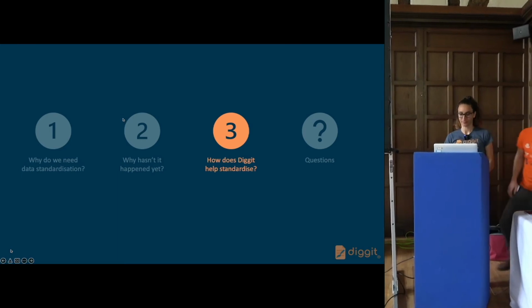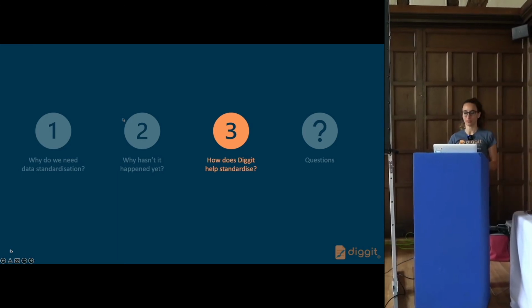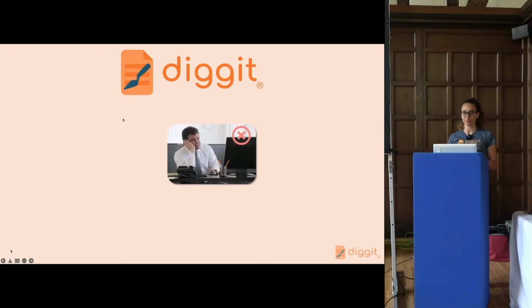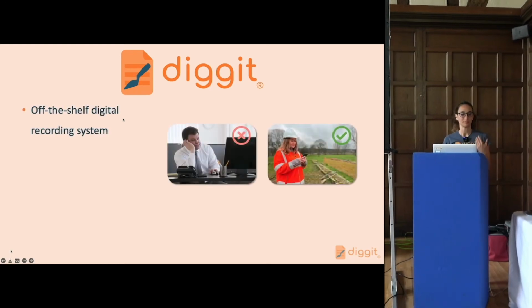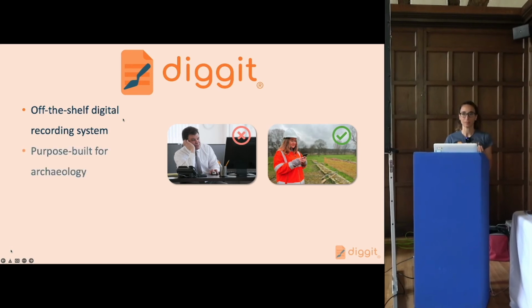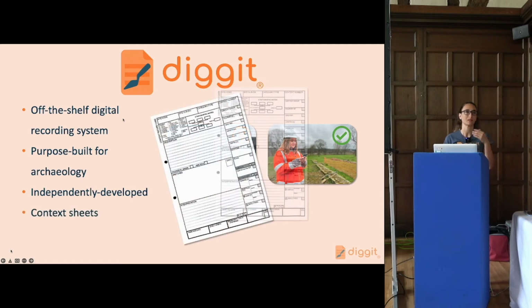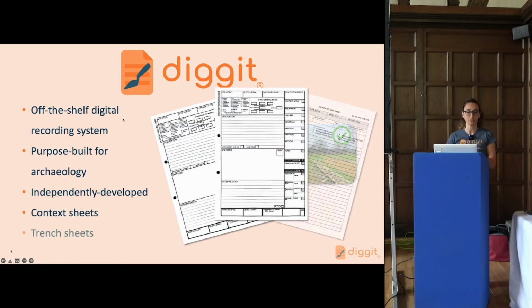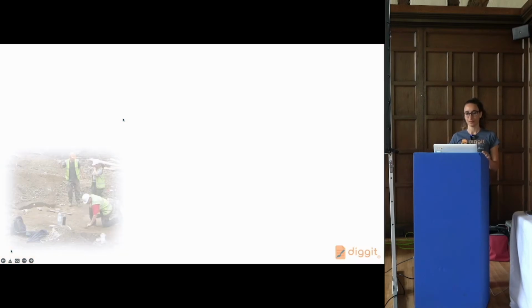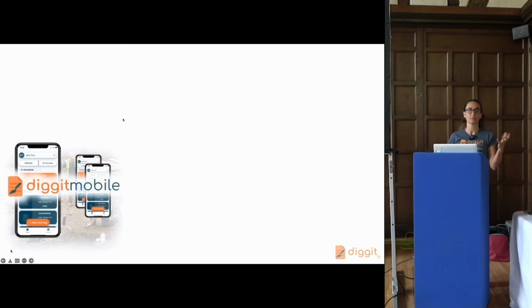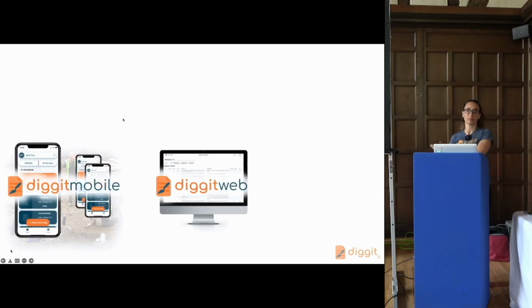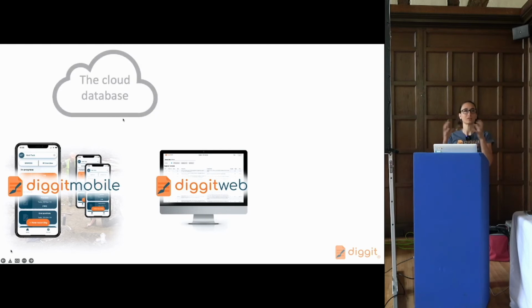So Diggit is a reconfigured office software. It's an off-the-shelf digital recording system that is custom built for archaeology. And it was independently developed without any affiliations, and it currently replaces the need for contact sheets and trend sheets. And the system is made of two components. There's Diggitmobile, a mobile app for recording in the field, and Diggitweb for exploring and exporting live-site data. And they both talk to each other via a cloud database.